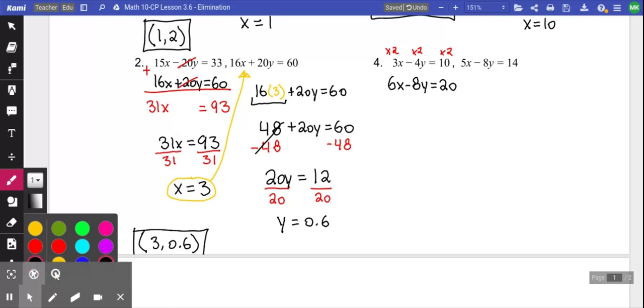I'll give you a minute. So I've taken my first equation and I've written the second one underneath it so I can decide whether I want to add or subtract these equations. There's some tricky parts to this algebraic question. The tricky part here is recognizing that you're going to subtract these two equations from each other.